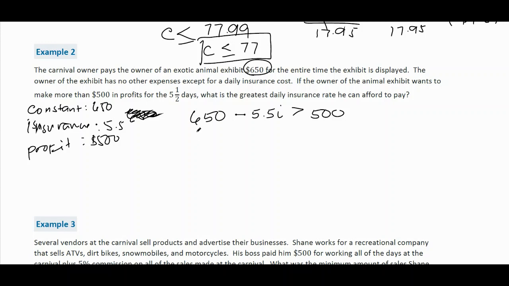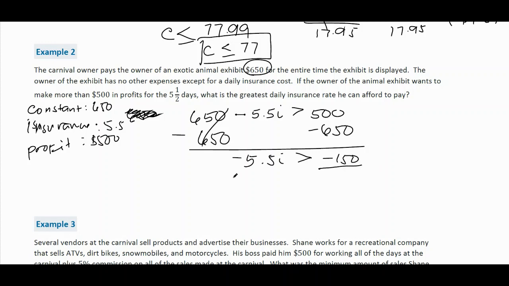So now we can solve. We are not going to combine anything because there is nothing to combine, but rather we need to eliminate the 650. By what? 650 here is a positive, so it means we need to use the subtraction property of equality. So subtracting both sides by 650. So bring down negative 5.5. Do not forget, we are going to include this negative symbol. All right, is greater than negative 150.